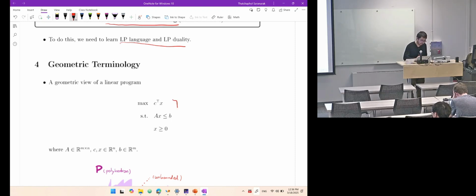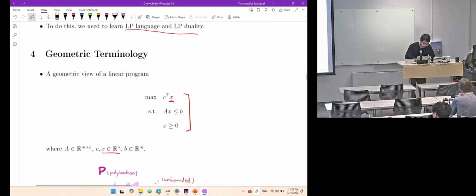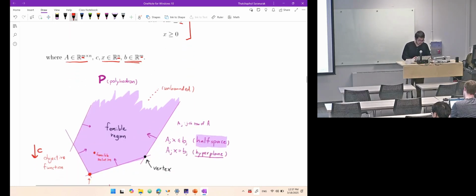So let's look at this LP in a geometric way. Again, x is the variables, which is a point in n-dimensional space. And A is the constraints, there are m constraints. So b is a vector in m dimensions too.